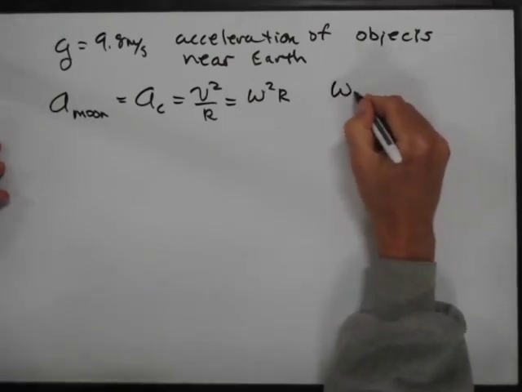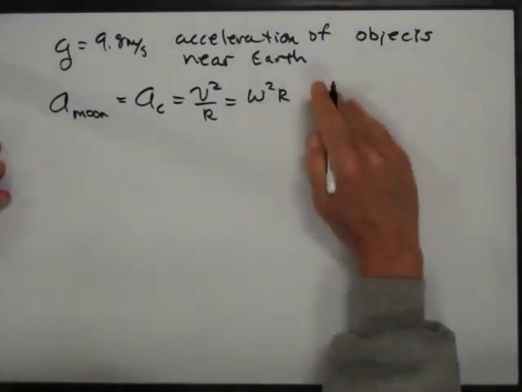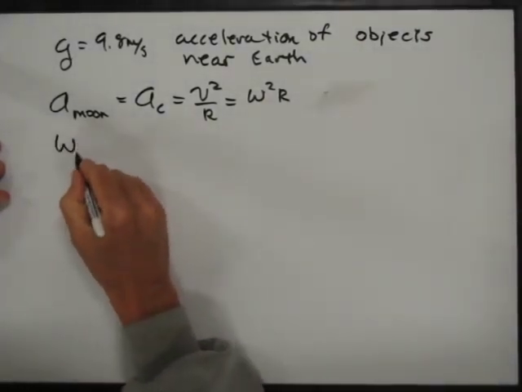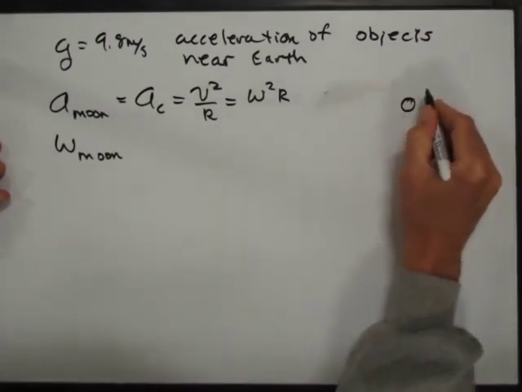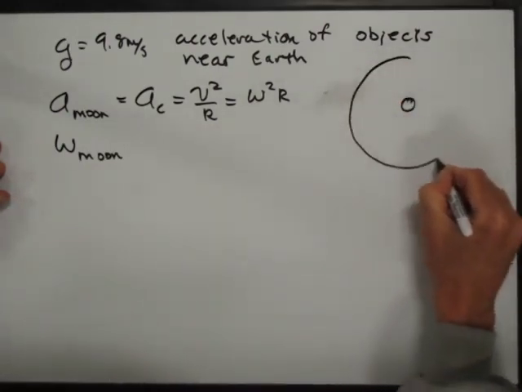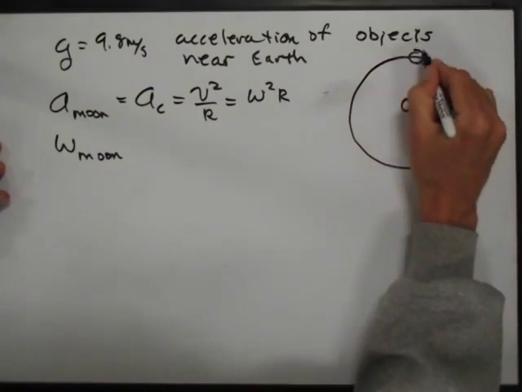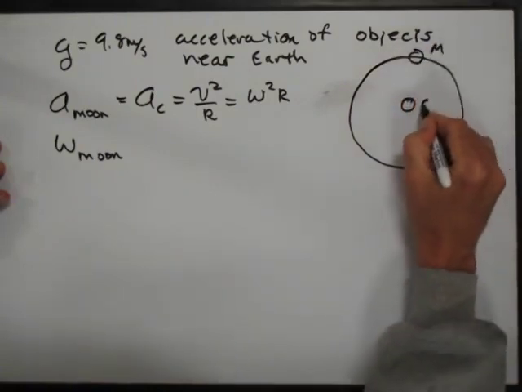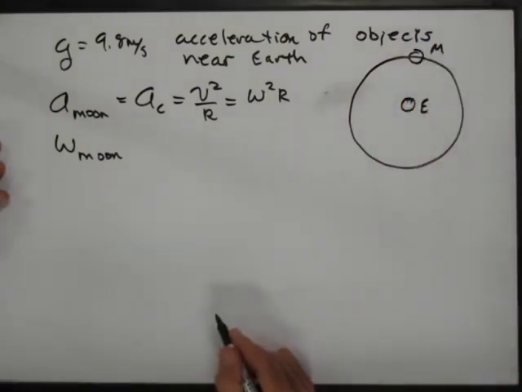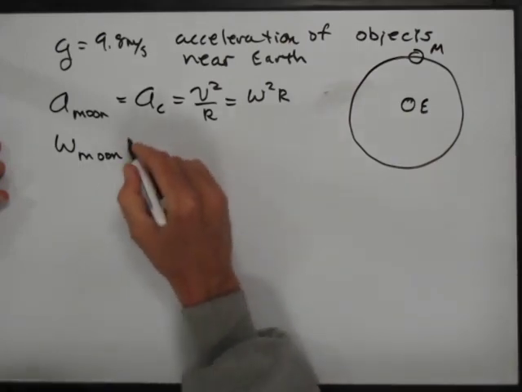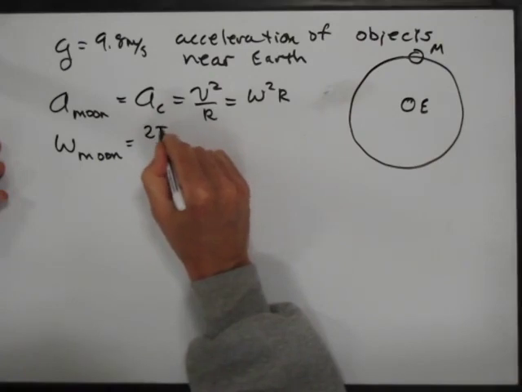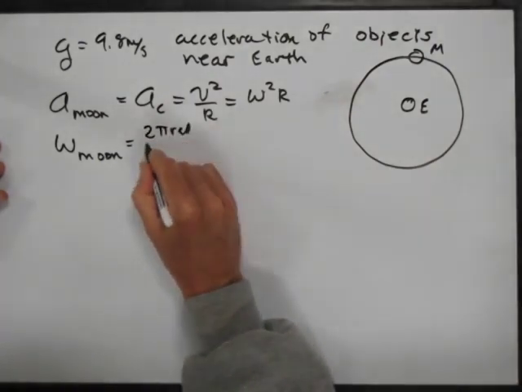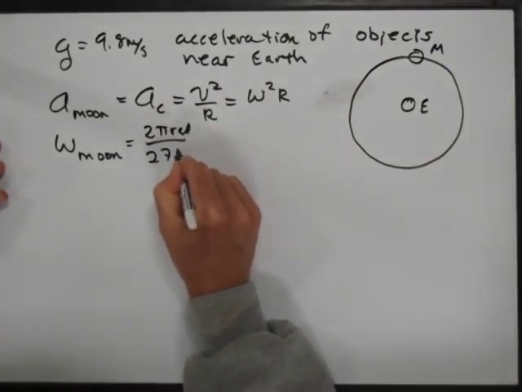Omega is omega for the moon, right? Here's the Earth, and here's the moon going around the Earth. This is not to scale, obviously. And so the angular velocity of the moon is 1 lap, which is 2 pi radians over 27.3 days.